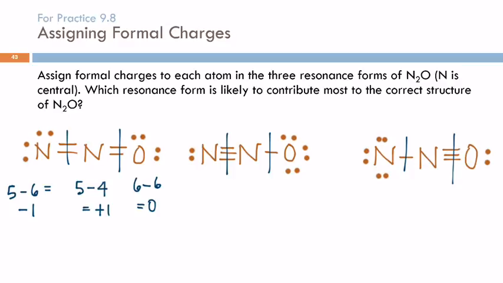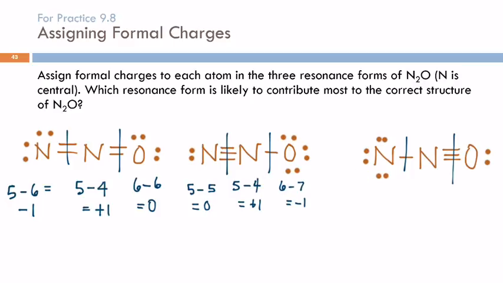And then we come over here. So again, we've got 5 minus, it owns 5. 1, 2, 3, 4, 5. So that one's 0. And this one owns how many? 4. So that's going to be +1. And the oxygen is 6 minus what? 7. So this is -1.